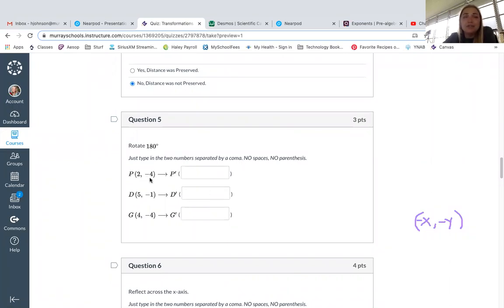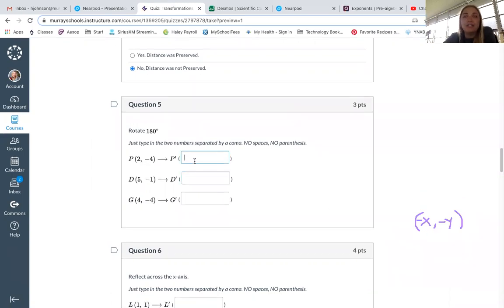So this 2, -4, I'm going to change the sign of both of those for my mapping of 180 degree rotation. So instead of 2, -4, it's going to be the opposite of 2, which is -2, and the opposite of -4, which is +4. Okay, these ones, the +5 becomes a -5, and the -1 becomes a +1. Right here, the +4 becomes a -4, and the -4 becomes a +4. So I did my mapping rotating 180 degrees.